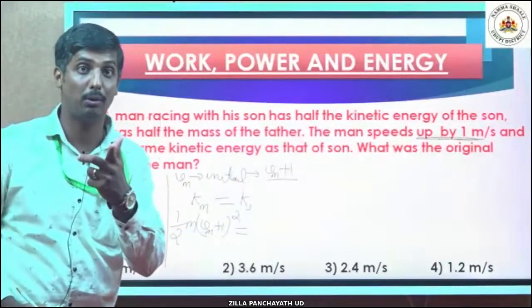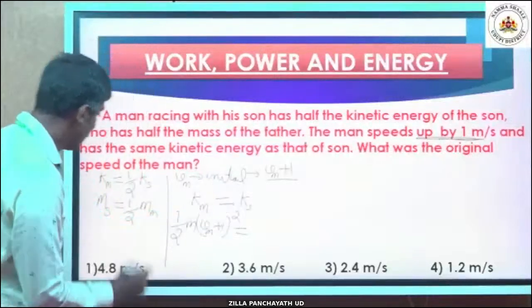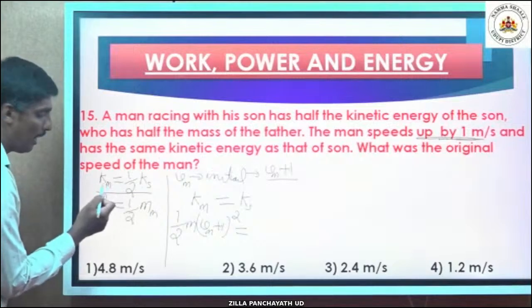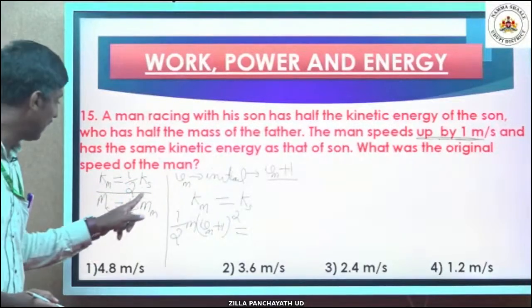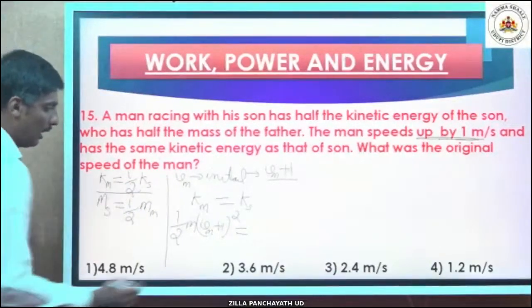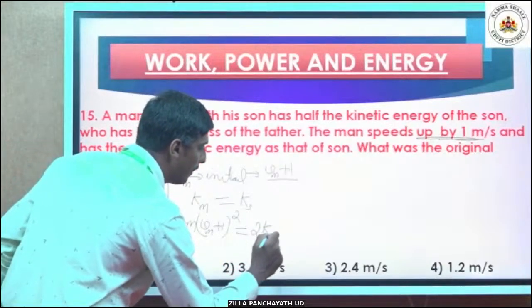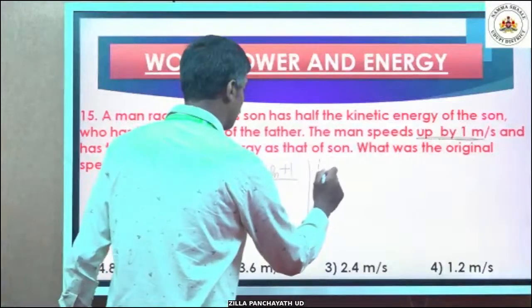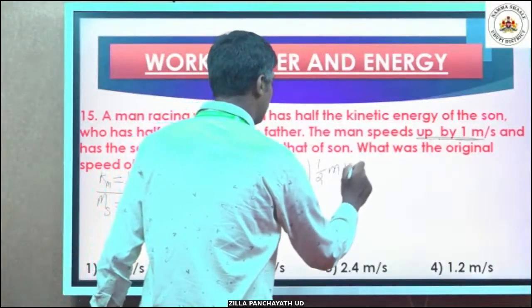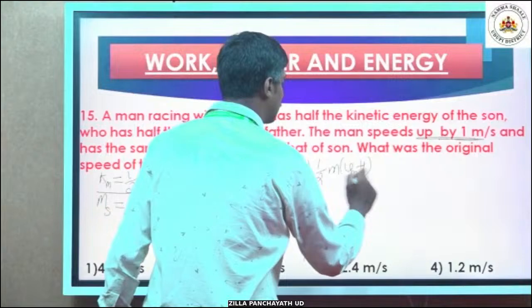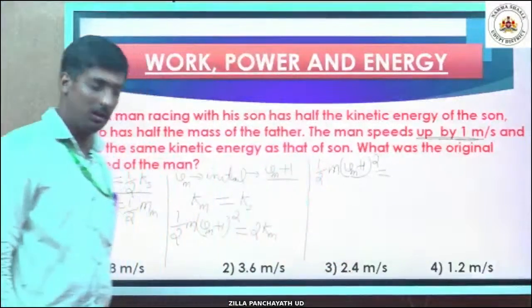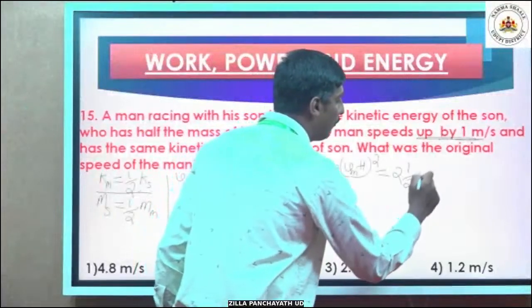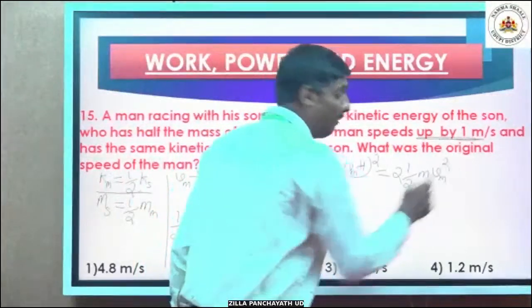ಅವನು ಎಷ್ಟು ಸ್ಪೀಡ್ ಅಲ್ಲಿ ಹೋಗ್ತಾನೆ ನಮಗೆ ಗೊತ್ತಿಲ್ಲ, ಆದರೆ kinetic energy of the sun ಎಷ್ಟು ಅಂತ ಡೇಟಾ ಕೊಟ್ಟಿದ್ದಾನಲ್ಲ ಮಕ್ಕಳೇ. If km is equal to half ks, then ks is equal to 2km ಅಂತ ಬರಿಬಹುದು. Now this is equal to half m Vm plus 1 whole square is equal to 2 km, ಅಂದ್ರೆ kinetic energy of the man, ಅಂದ್ರೆ half m Vm square.